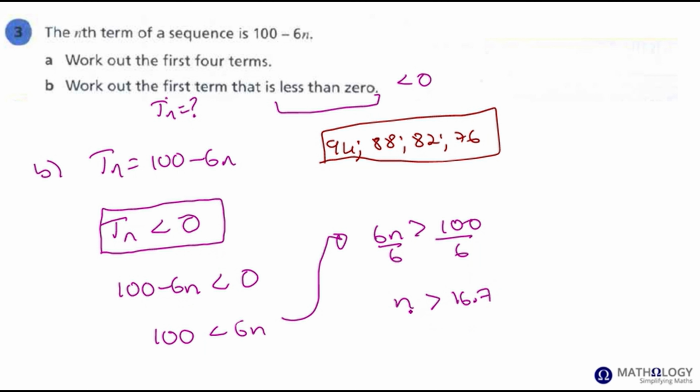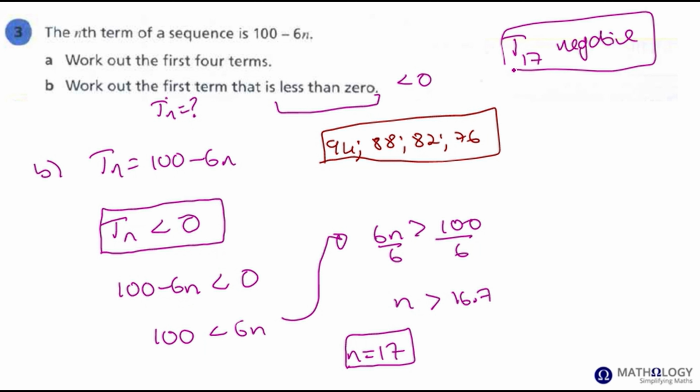Now, as mentioned already, n cannot be a decimal. n is a natural number. So the very first natural number that's greater than 16.7 is 17. So the 17th term, term 17, is the first term that is negative in this sequence. And we're going to show that now.